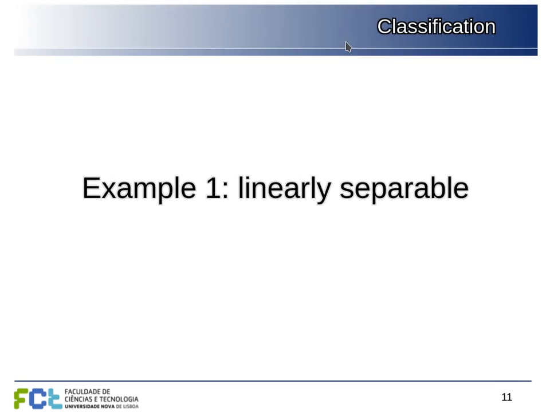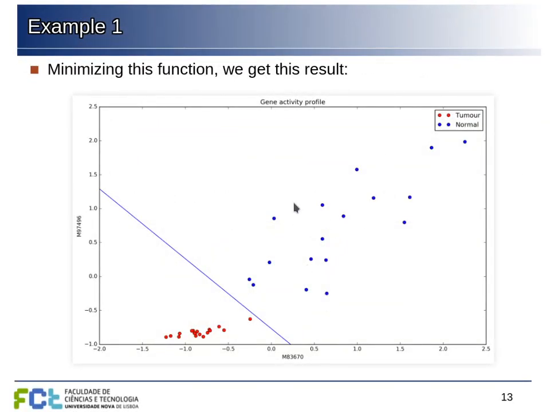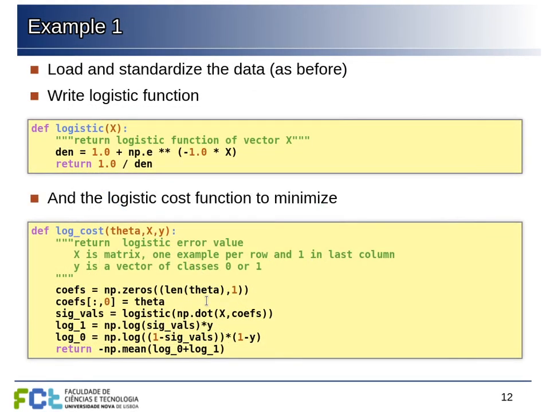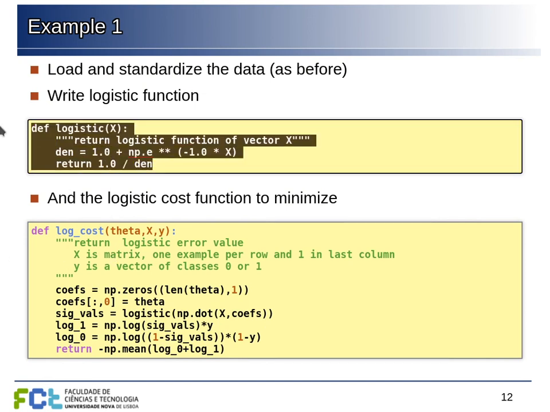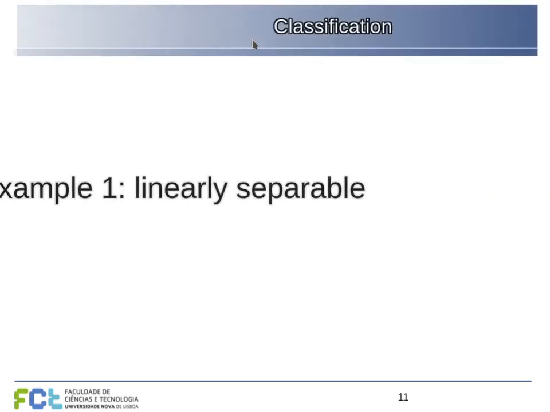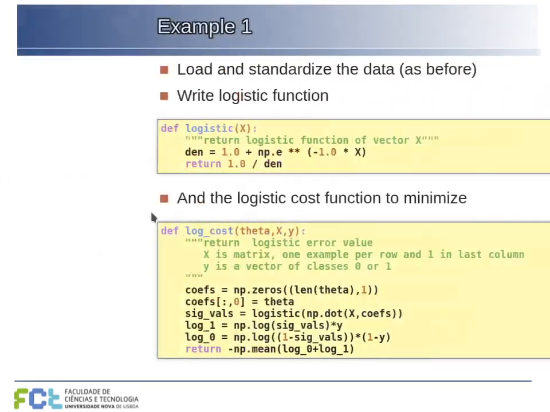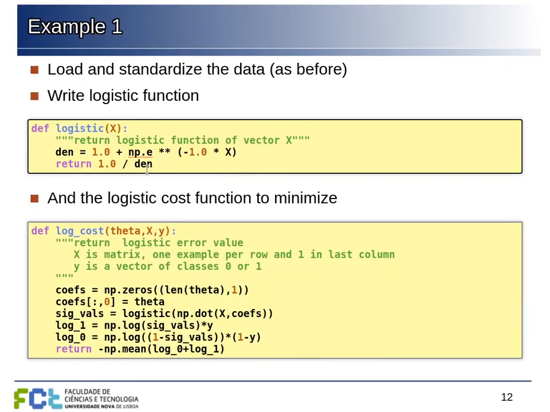Okay, so let's see an example with a linearly separable set of points. So a set of points with different classes. The classes are linearly separable if we can draw a straight line and separate the two. And if we wanted to implement logistic regression, we could, for example, write an auxiliary function just for the logistic function. So this is the logistic function here. This is just writing that part in Python. So e raised to minus 1 times x plus 1, and then 1 over that denominator.